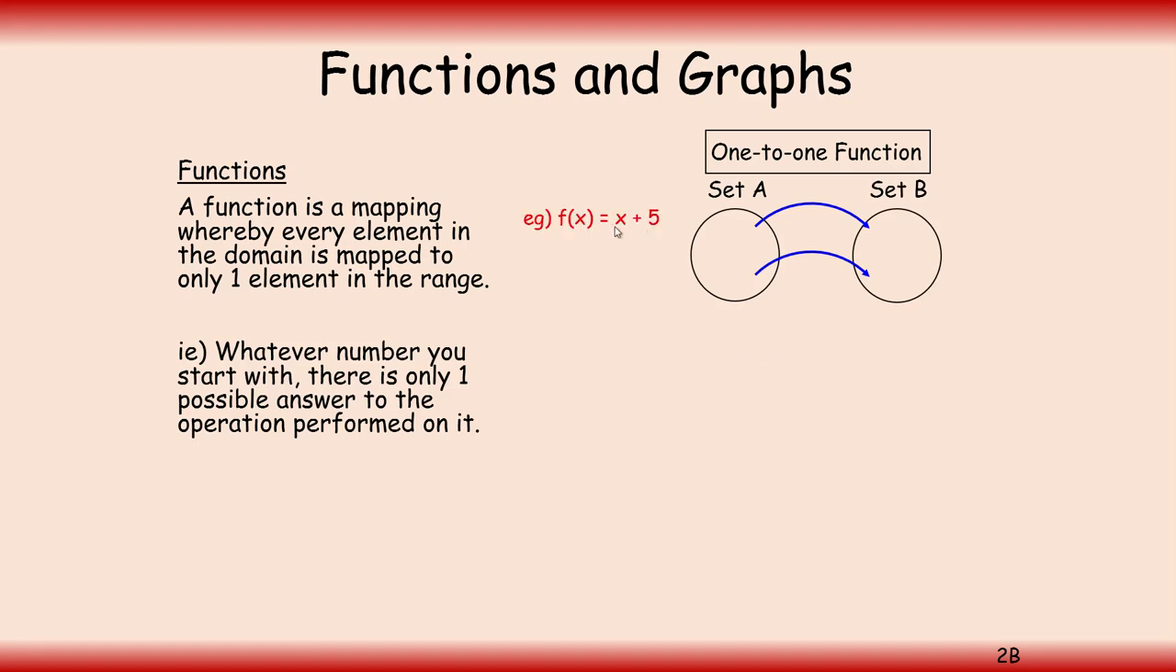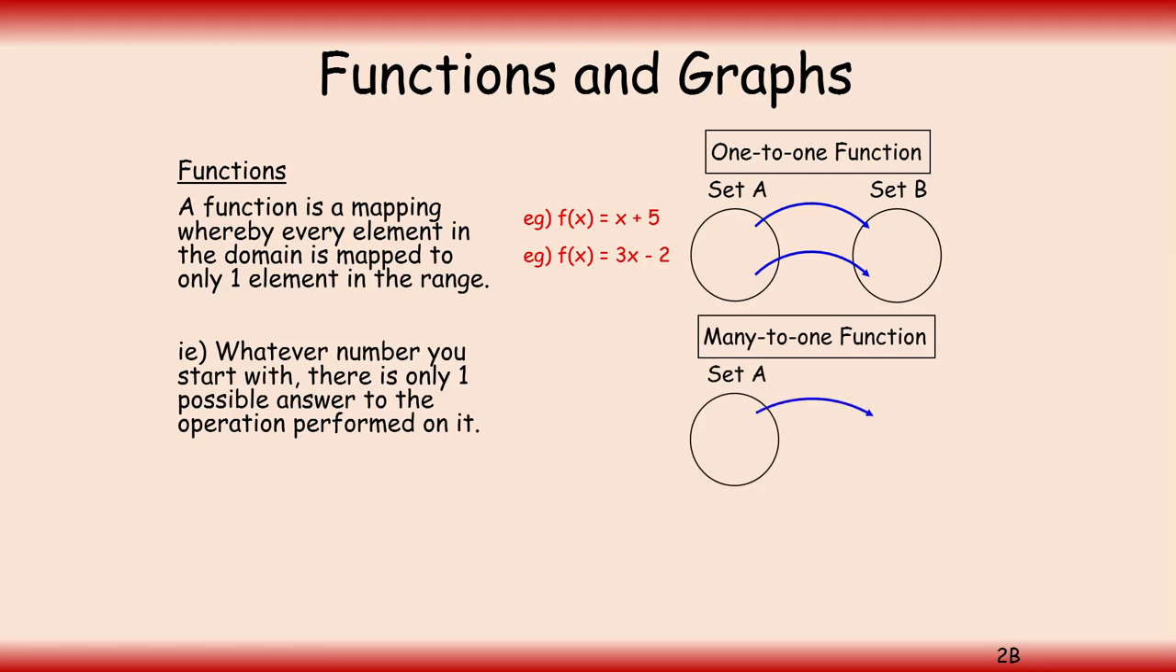So if you have a straight line, y equals x plus 5, every value that you have for x will have a unique value of y. Same thing, another straight line here. Every value of x will have a unique value of y. So that's a one-to-one type of function. Next, we have a many-to-one type of function.